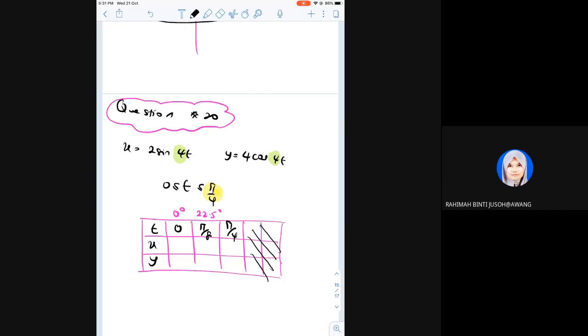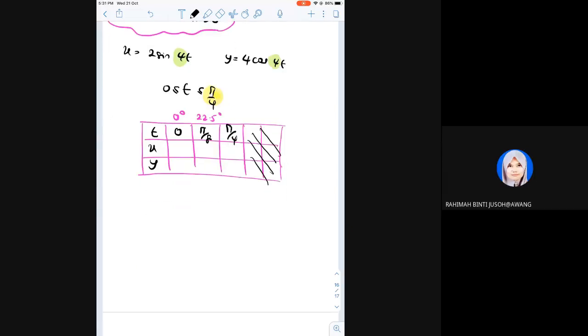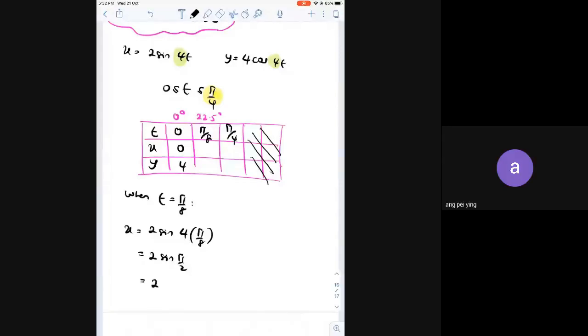Okay, understand? Now if you plug in the values, when t is 0, sin 0 is 0, cos 0 is 4. Now when t equals pi over 8, I'll do this slowly. x equals 2 sin 4 times pi over 8. So 2 sin pi over 2, right? Sin pi over 2 is 1. So we get 2. Okay, so you get 2 here.